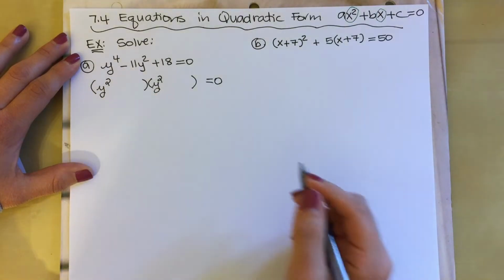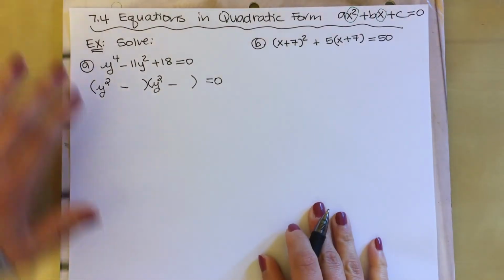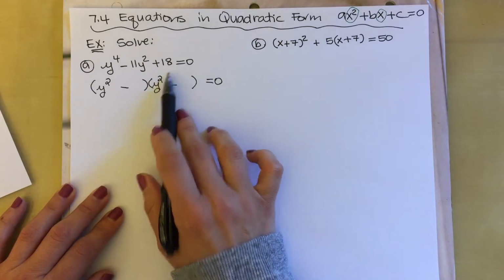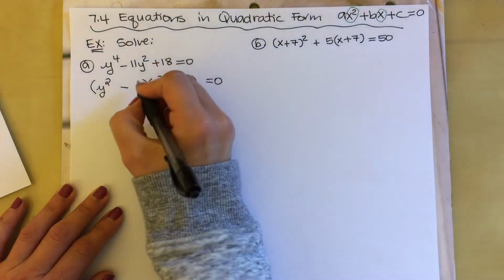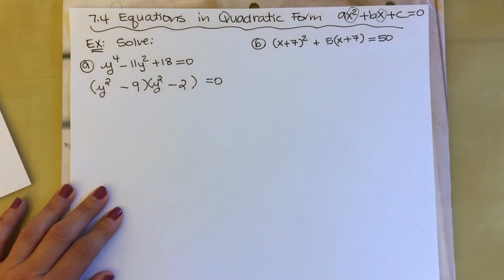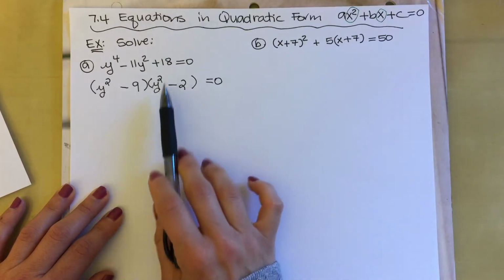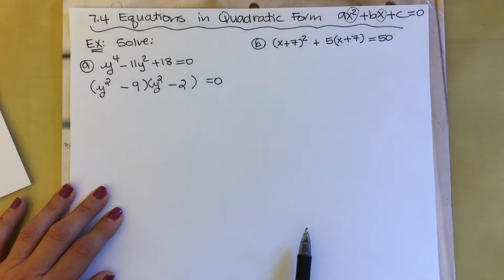We can use the same sign rules. These are both negative. And we need factors of 18 that will give us negative 11. So that's going to be 9 and 2. And then you can quickly check by foiling that you get back to the original trinomial, which we do.